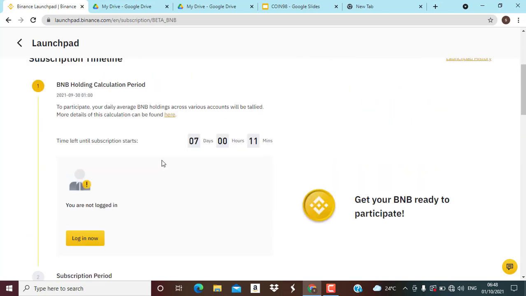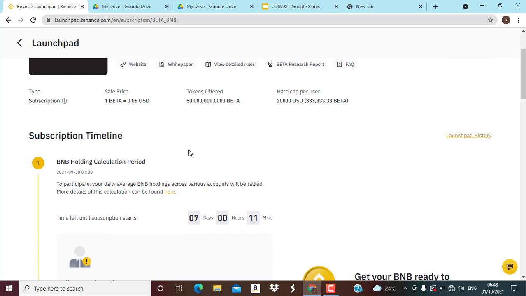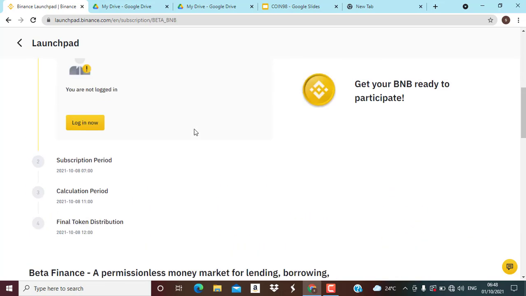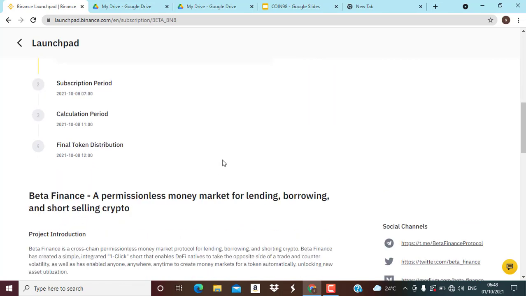So right now, all you need to do is buy BNB, hold, and then on the 8th of October, the subscription period is going to start by 7 UTC. Now, the subscription period is a period where you have to log into your account and then subscribe. That means the BNB you have already been holding, you have to use it to buy the token right there on the Binance platform. And I am going to do that video practically right here on Binance as well.